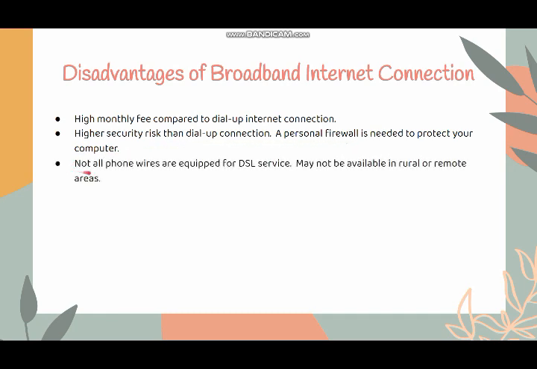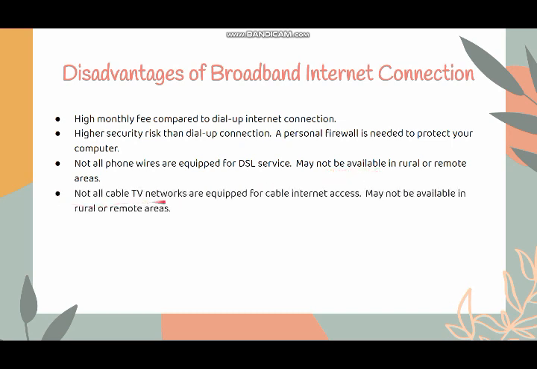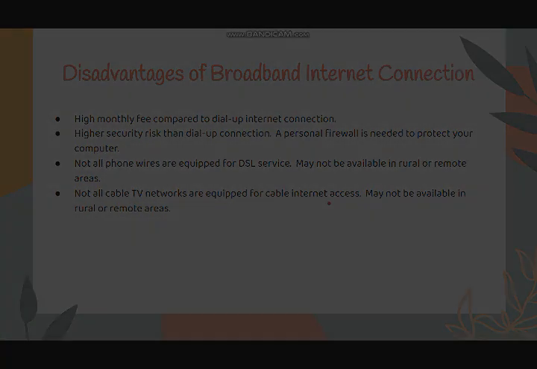And also, some services of broadband internet connection like DSL may not be available in rural areas because not all phone wires are equipped with DSL. And it's the same with the cable TV networks. Some areas may also not be able to use these services.